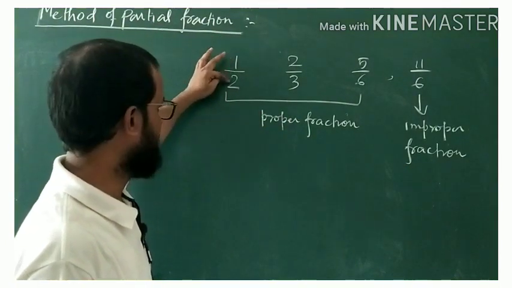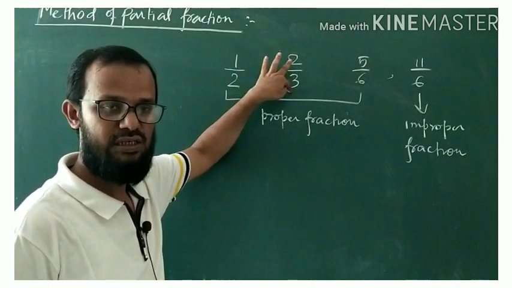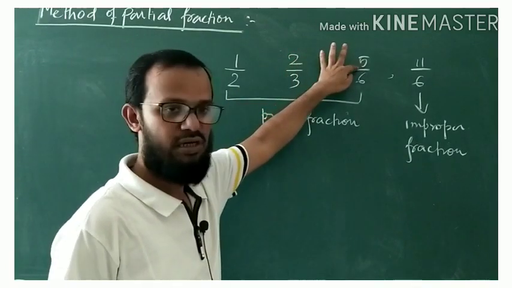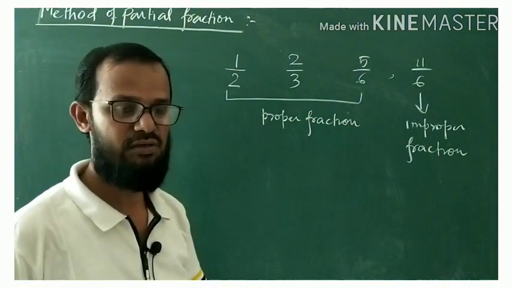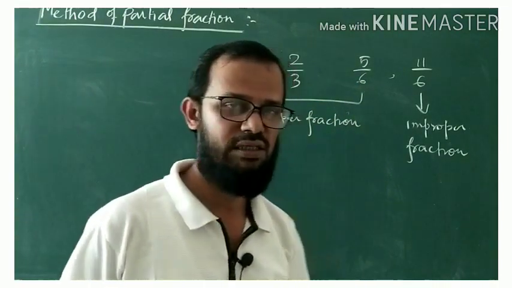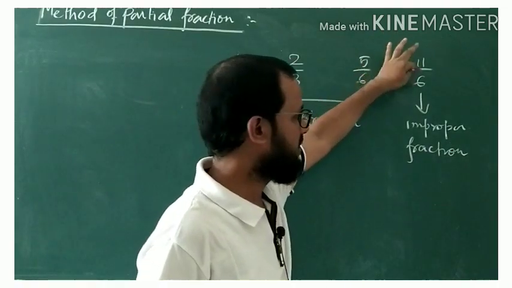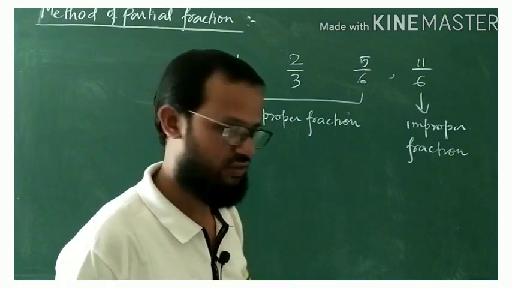So numerator is less than denominator. Here numerator is 2, denominator is 3. Numerator is less than denominator. So if numerator is less than denominator in a particular fraction, then such type of fraction is called a proper fraction. Here numerator is greater than denominator, so in such cases it is an improper fraction.